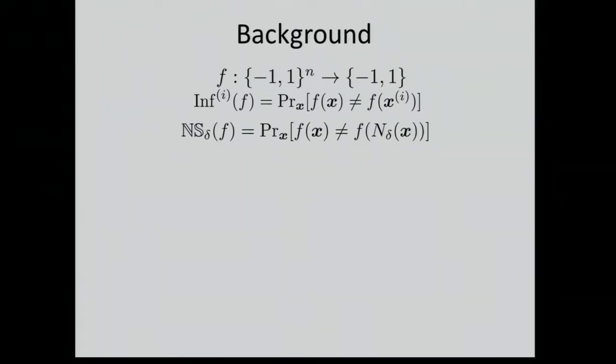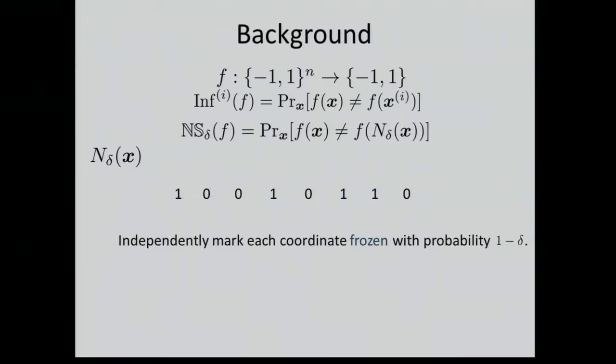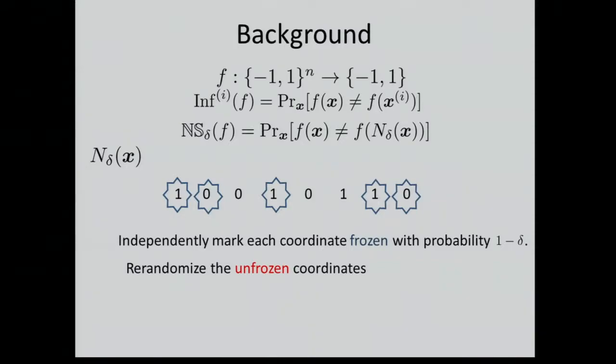We're going to use a related measure, the noise sensitivity. The noise sensitivity is the probability that we change the function if we start from x and take what we'll call a delta noisy copy of x. The n here should probably really be bold too, because it's sort of a probability experiment. We start with some random string, which we might have here. How do we draw N of delta? Well, we're going to independently mark each coordinate frozen with probability 1 minus delta. And so we might get something like this. And then anything that's unfrozen just gets re-randomized. And so then we get other things that are re-randomized, so maybe we get something else, maybe we don't.